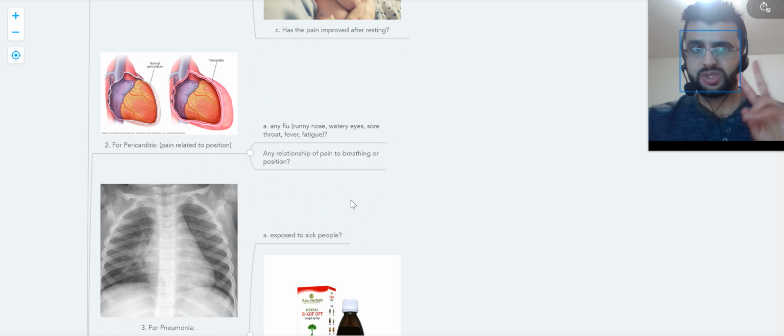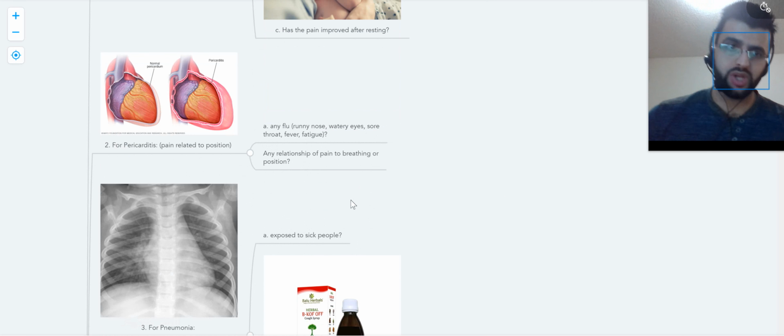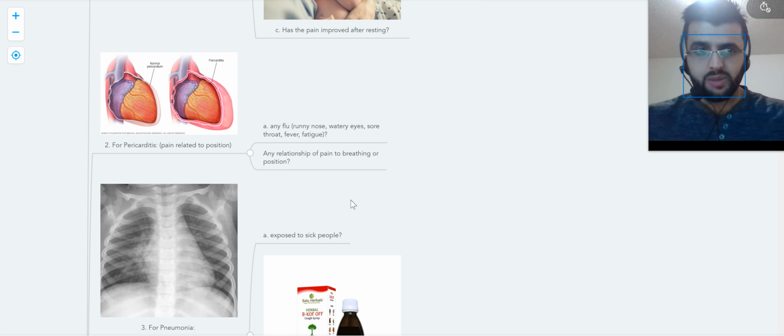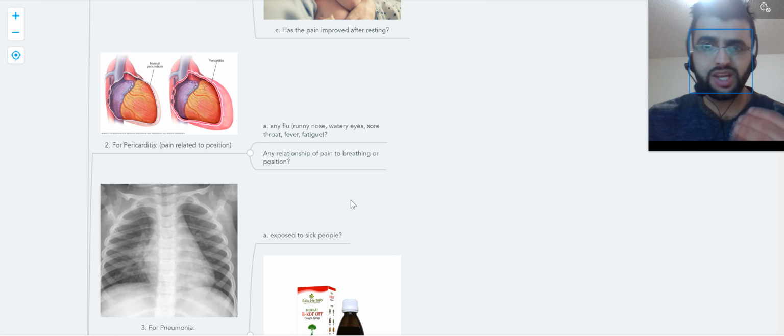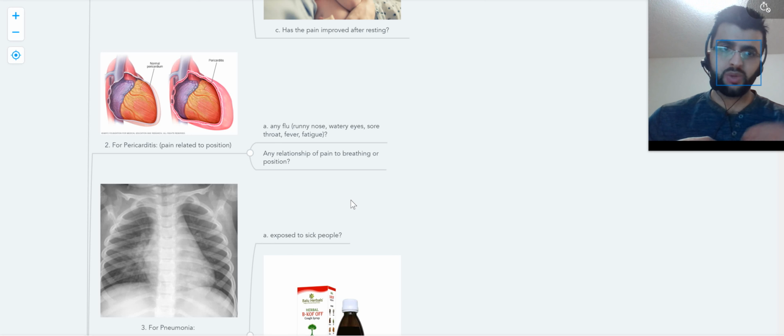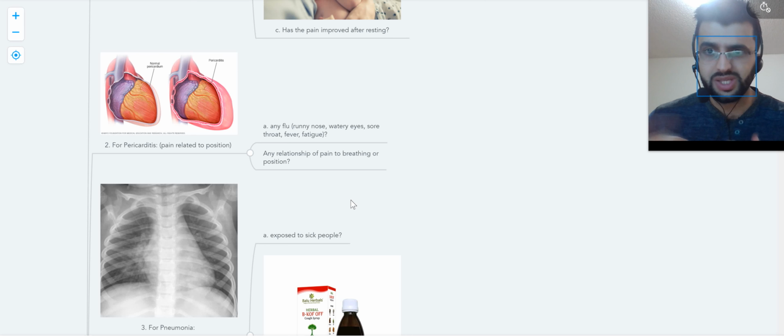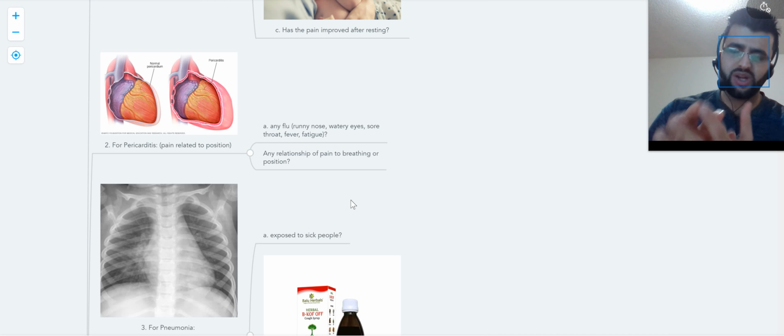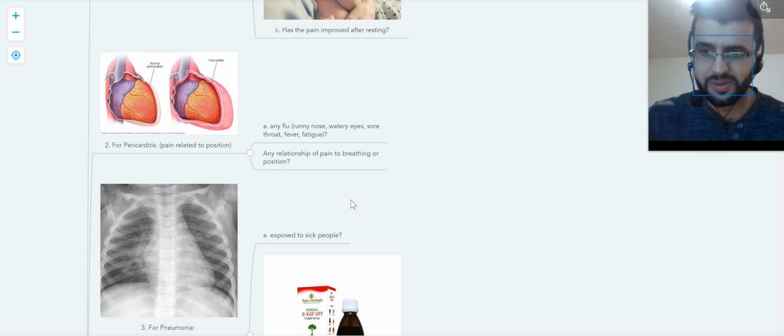Pericarditis, two important questions that you should remember. Number one, any flu? Did you have any flu? For example, any runny nose, watery eyes, sore throat, fatigue, because it happens after a flu, 2 weeks after a flu. And the second question, any relationship of the chest pain with breathing? Does it get worse when you breathe or when you lean forward? This is one of the characteristics of pericarditis, because when you lean forward or breathe, the heart will touch the pericardium more and you will have more pain.